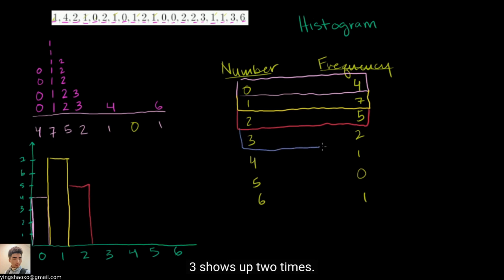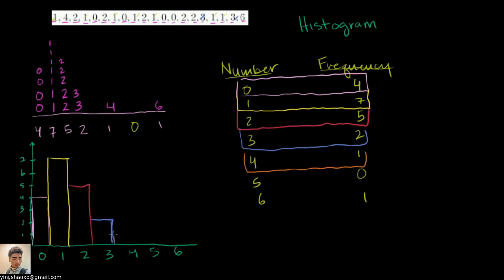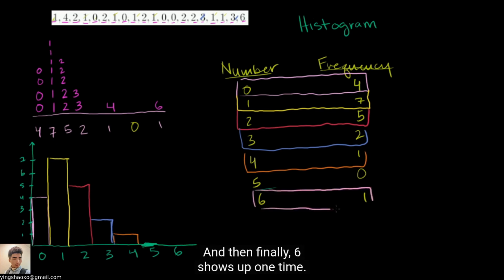3 shows up 2 times. 4 shows up 1 time. 5 doesn't show up at all. Didn't even get any height there. And then finally, 6 shows up 1 time.